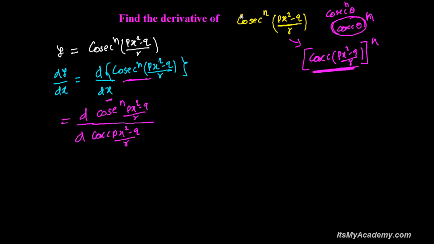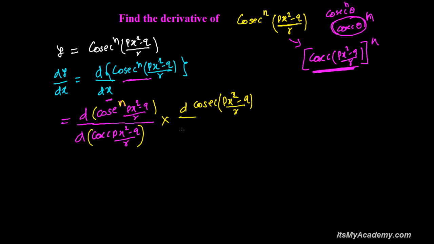Now this is a little bit suitable to differentiate. This base has the power n, but it is just the base. Since I have divided this numerator from my side, I need to multiply it also: the derivative of cosec((px² − q)/r), it's a square, divided by r.